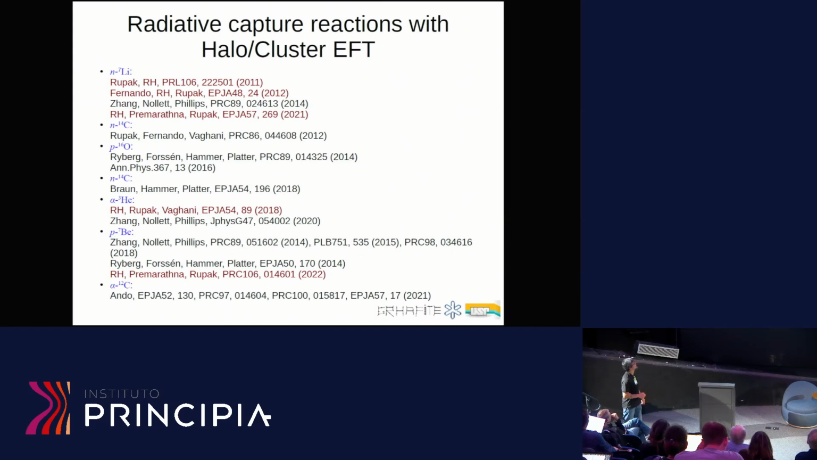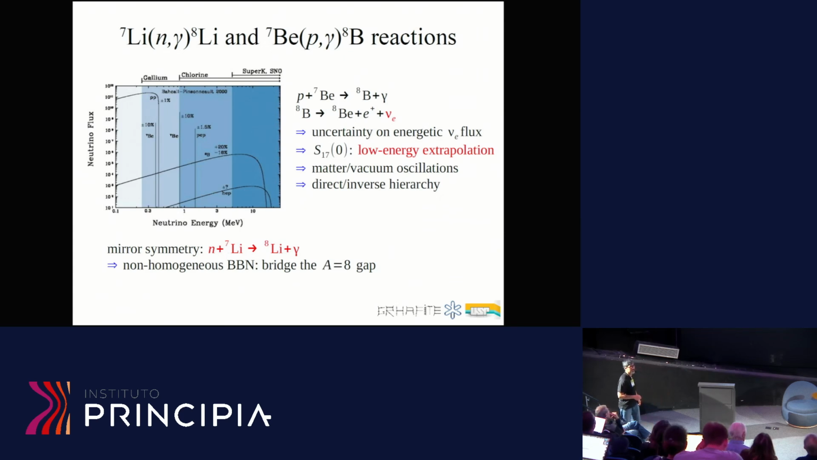Before moving on, this halo cluster EFT has been applied to several other systems, several other reactions. I'm talking here specifically about radiative capture ones: neutron lithium-7, neutron carbon-14, proton oxygen-16, and so forth, and each one of them has its own interests. Some people in the audience have also been working on that. So this is just to highlight the importance of energy to be detected here.